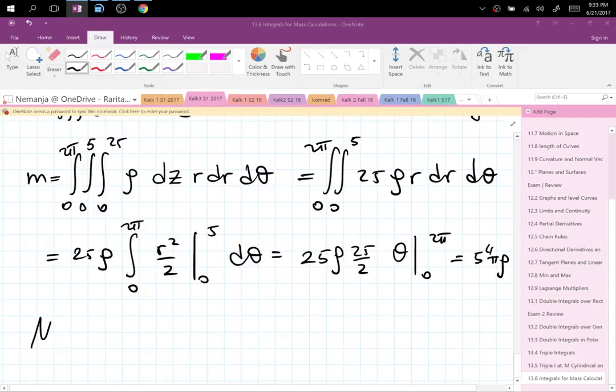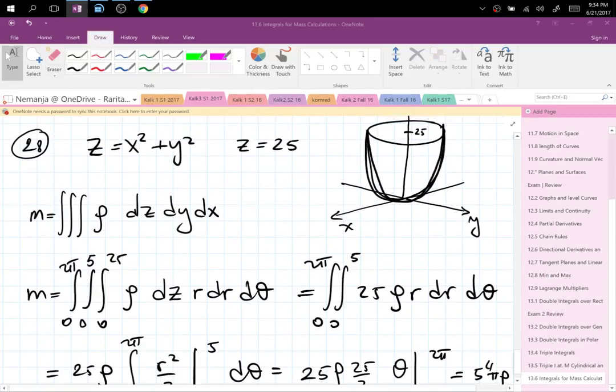Now the moment on YZ. Oh, first of all, it's a constant density. Exploit the symmetry. Do you see that when we do the moment on YZ, which is right for x, we have to get 0 at the end, right?